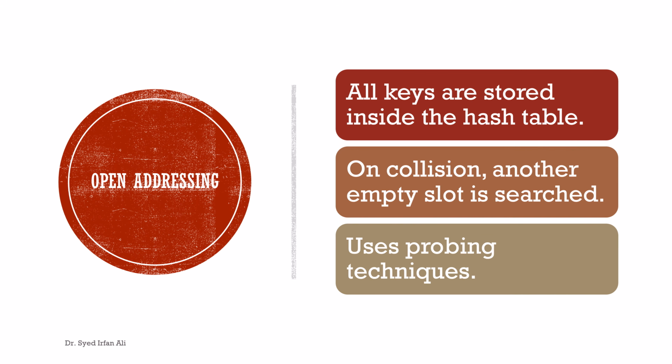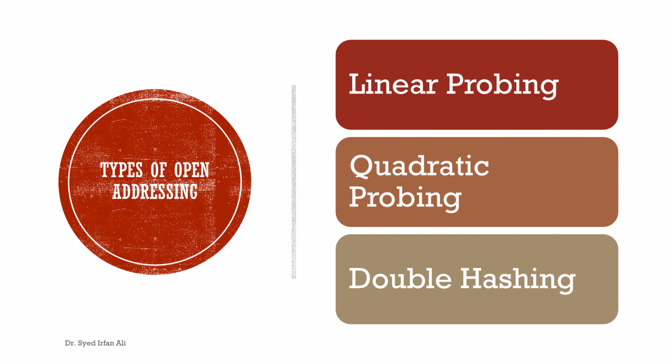In open addressing, all keys are stored inside the hash table itself. When a collision happens, instead of using another data structure, we search for another empty slot in the same table. This searching is done using a method called probing. There are three types of probing methods used in open addressing. They are linear probing, quadratic probing, and double hashing. Each method searches for an empty slot in a different way.